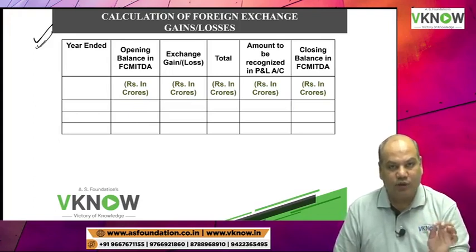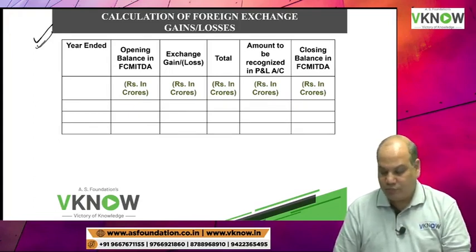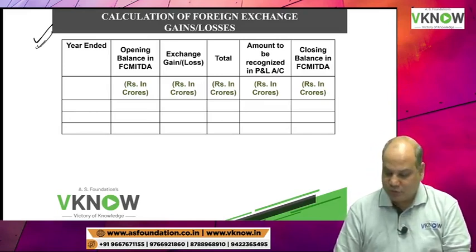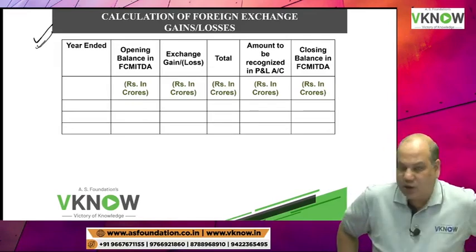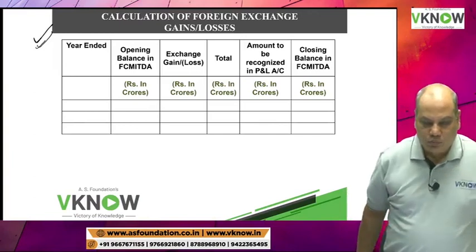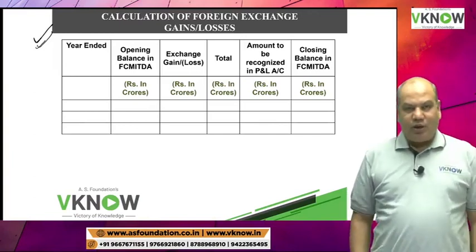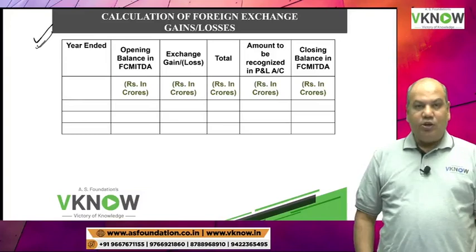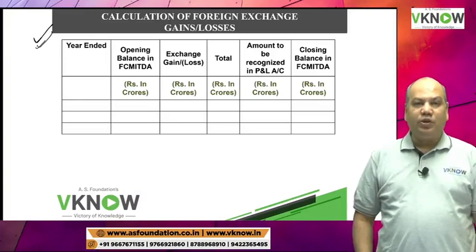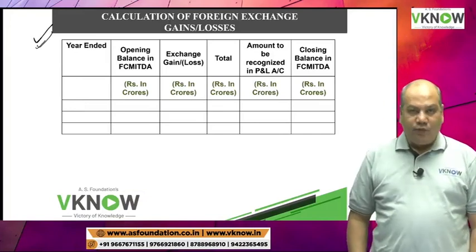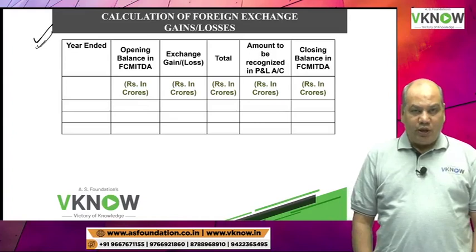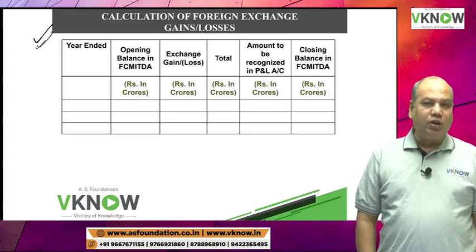So every student will take out his notebook, take a scale, pencil, paper, write. Write the format, it has total 6 columns. Year ended, then write down opening balance in FCMITDA. This loan is taken not for buying a depreciable asset. This loan is taken for other purpose. Therefore, we have to create FCMITDA account.